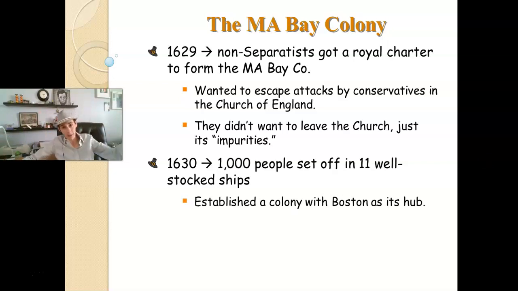They established a colony, and of course, the modern-day city of Boston was its hub, and that small little township would turn into the city we know and love today, especially in New York, right?